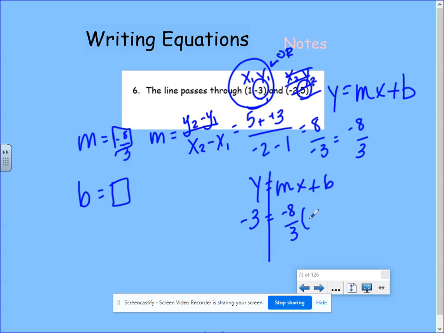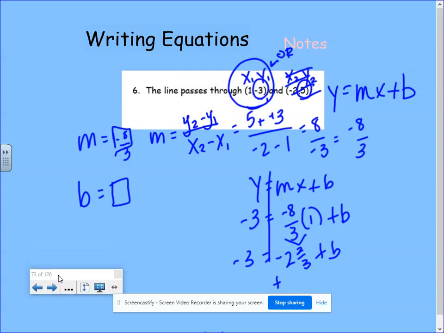I'm going to plug in the 1 for x plus b. I'm going to multiply those together, -2 and 2/3. Bring down the rest of the problem. Add 2 and 2/3 to both sides. Let me move this out of the way. Add 2 and 2/3 to both sides, and voila, that's going to give me the value of b. b is equal to -1/3.